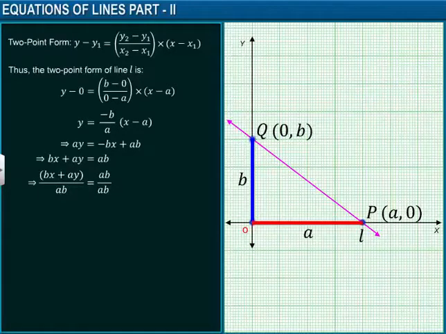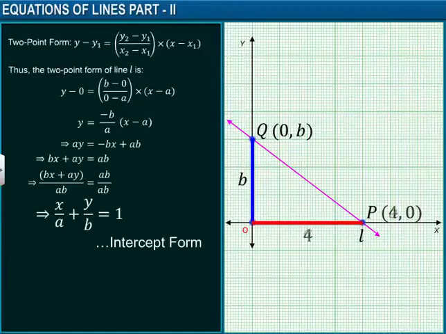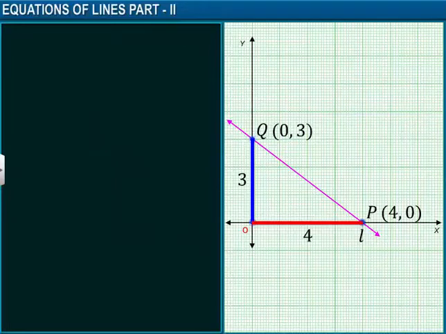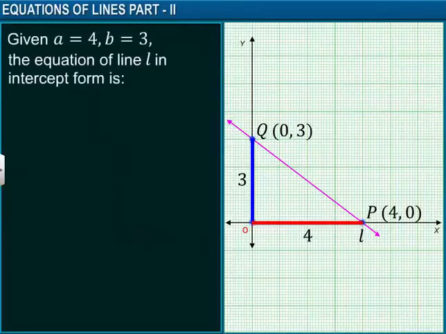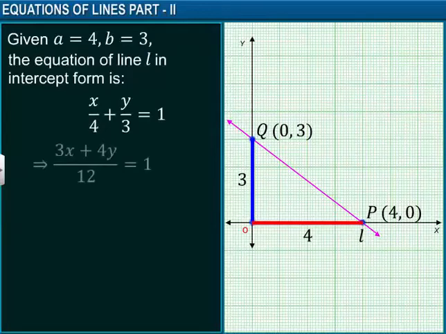For example, let us find the equation of a line L making intercepts 4 and 3 on the x and y axis respectively. Using the intercept form, the required equation of the line is x by 4 plus y by 3 is equal to 1. On simplifying, we get the equation of the line as 3x plus 4y minus 12 is equal to 0.